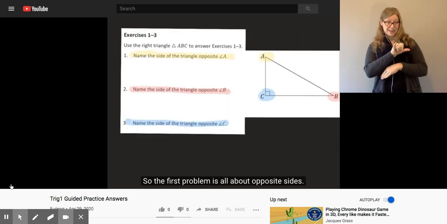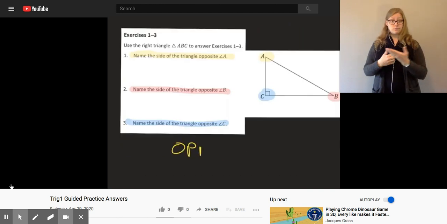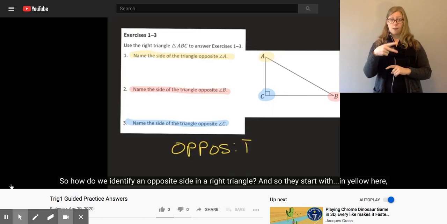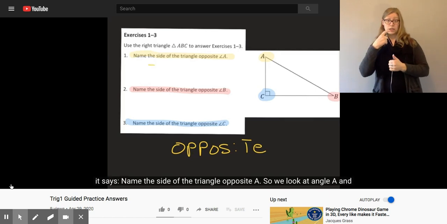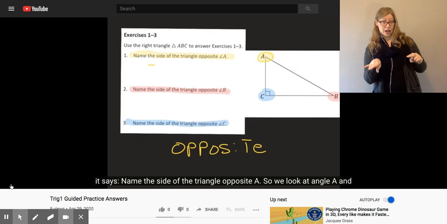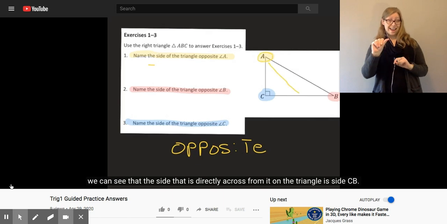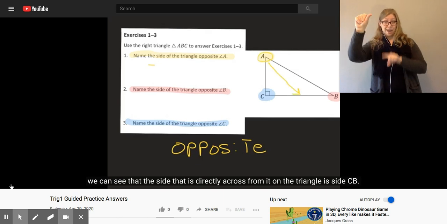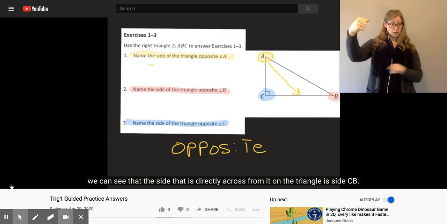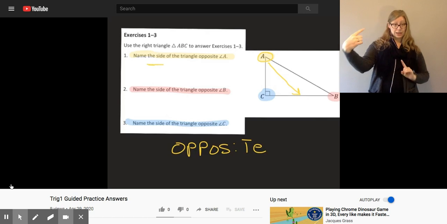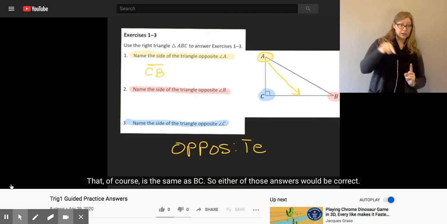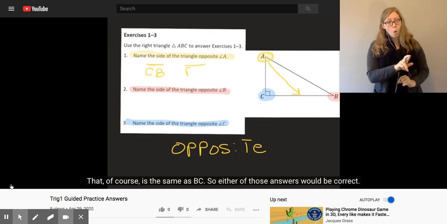So the first problem is all about opposite sides. So how do we identify an opposite side in a right triangle? They start with, in yellow here, it says, name the side of the triangle opposite A. So we look at angle A, and we can see that the side that is directly across from it on the triangle is side CB. And so the side that is opposite to angle A is going to be side CB. That, of course, is the same as BC, so either of those answers would be correct.